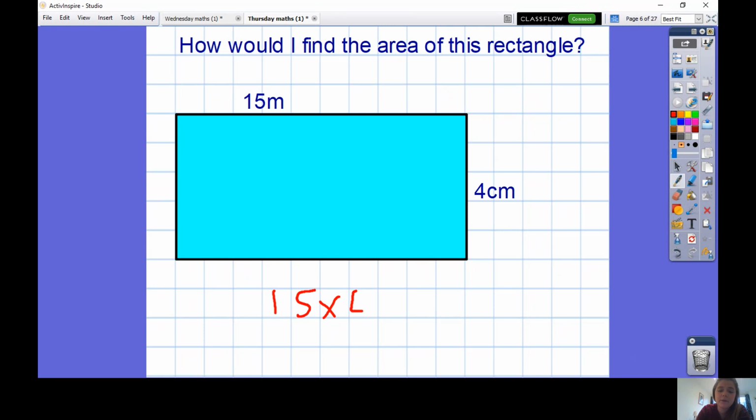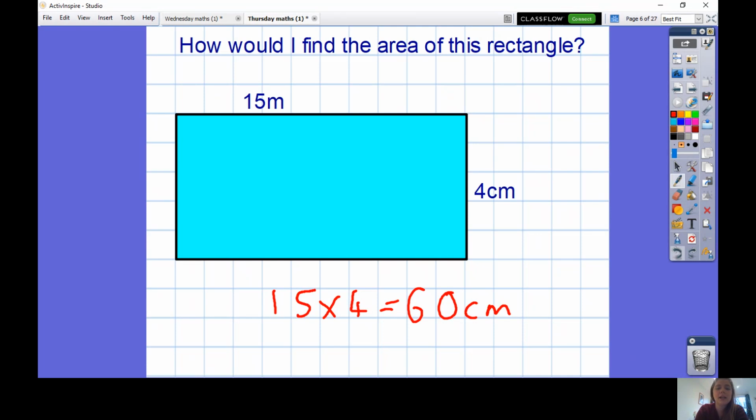15 times 4. If you can't do that in your head, break it down for a second and think, what's 15 times 2? Well, that's 30, and 30 times 2 is 60. 60 centimetres. You could also have done that by quickly writing out your short mental method.